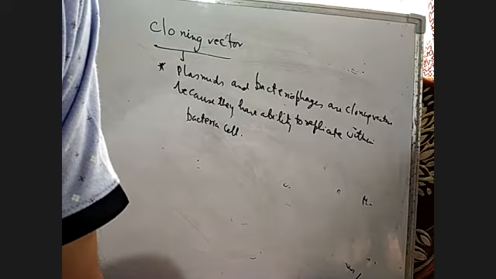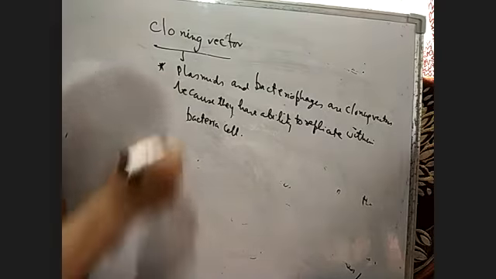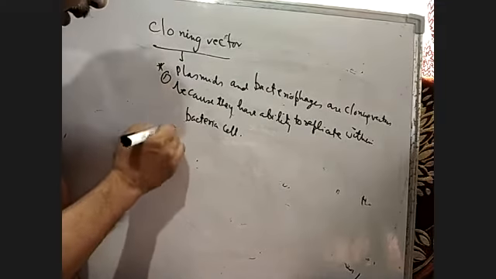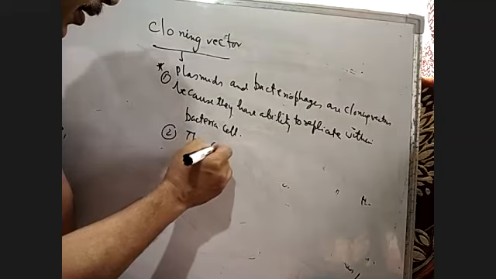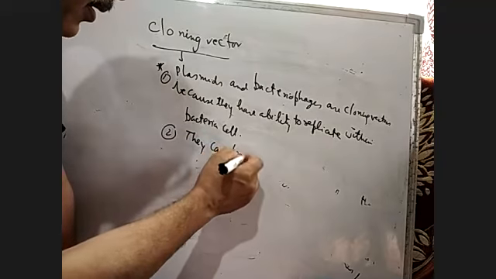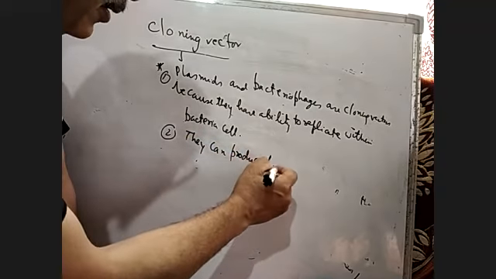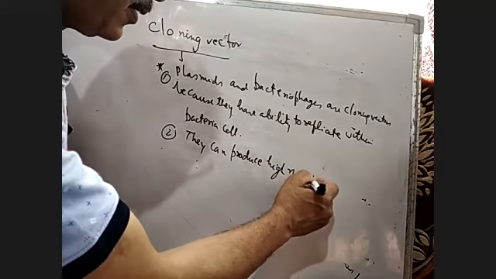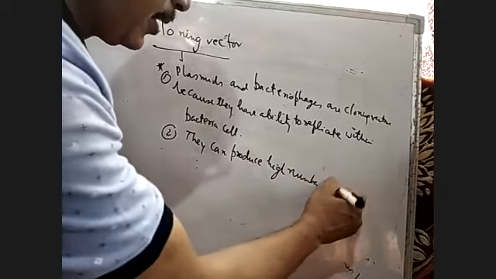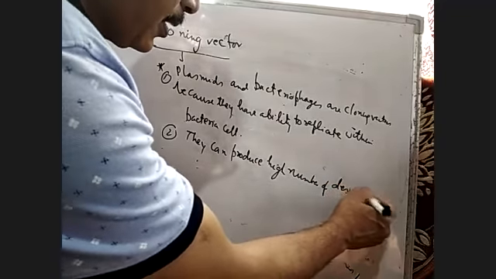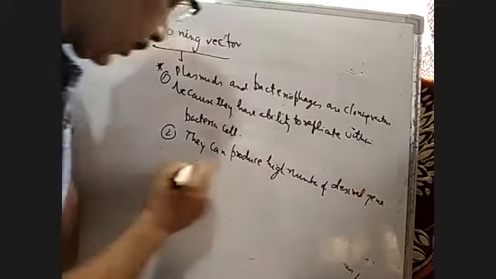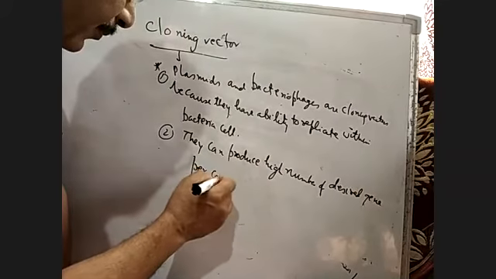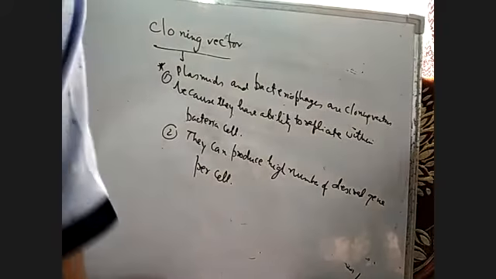Second point: they can produce a high number of the desired gene per cell.